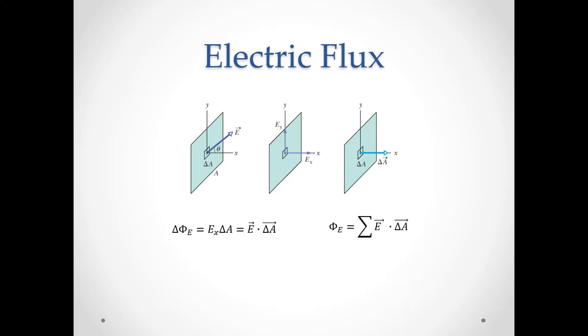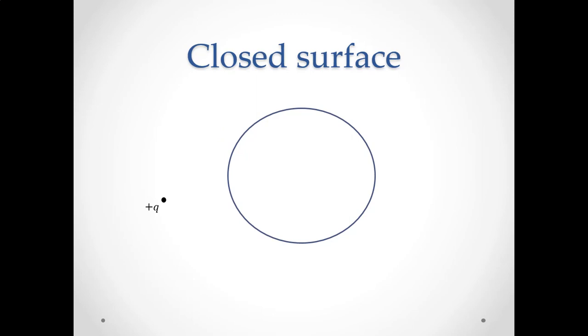But if we actually calculate the total electric flux of a surface, we would add up all these individual little pieces. And if we do an infinite summation of these, we actually end up with an integral. To be more specific, this is what we would call a surface integral, where you're taking E dot dA, where the surface integral of dA ends up being the surface area of a surface. So let's look at some closed surface.